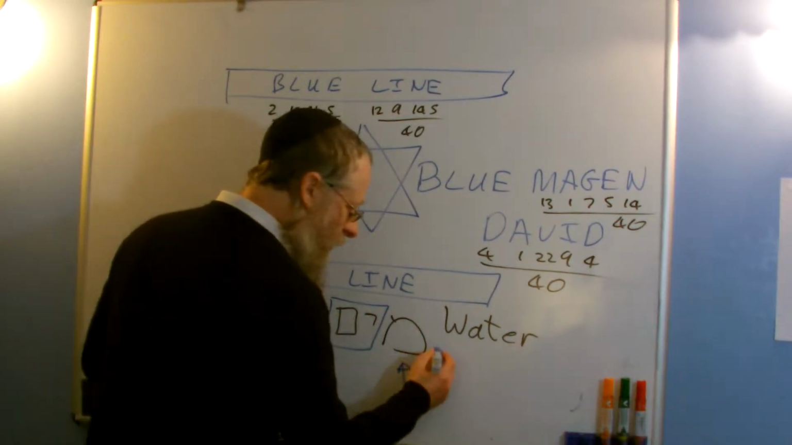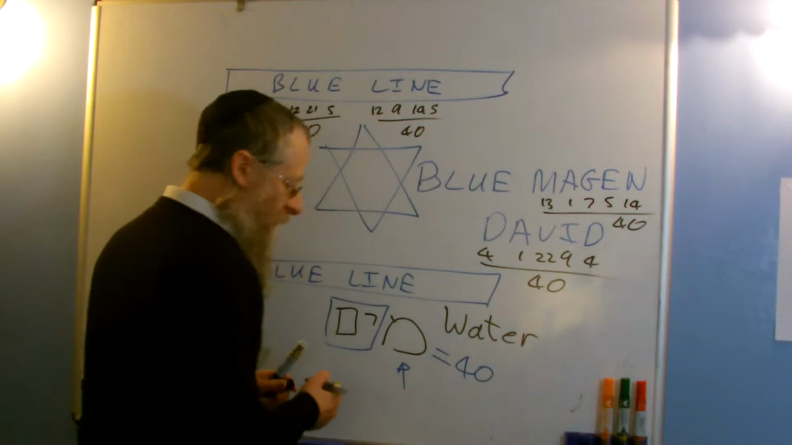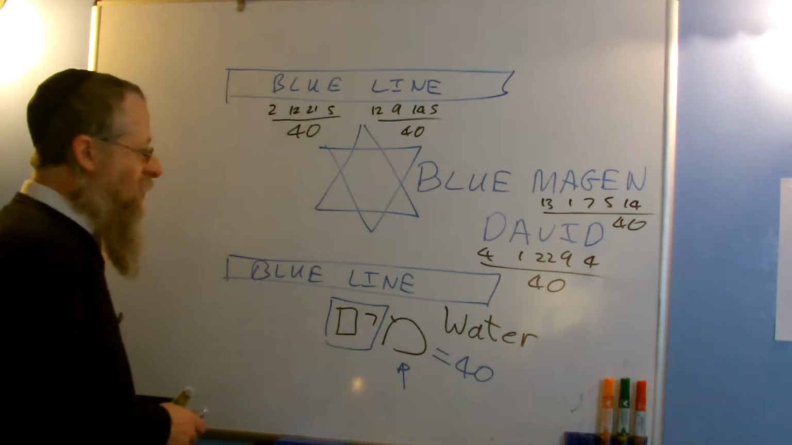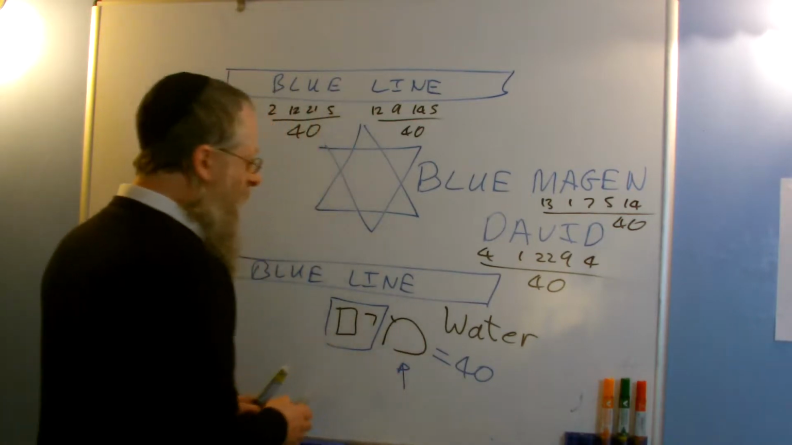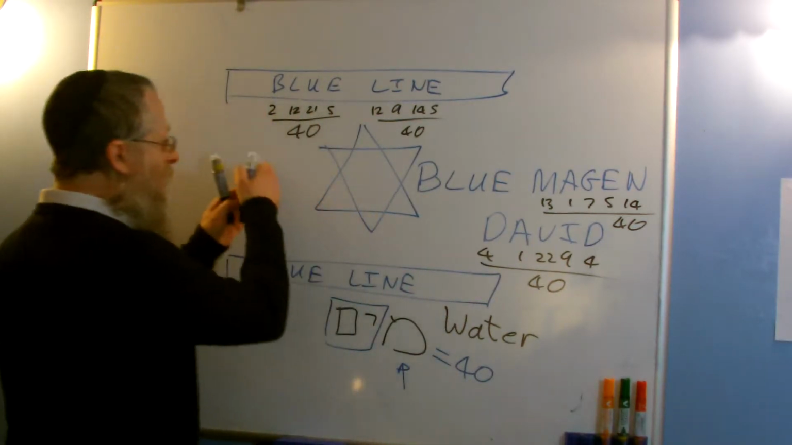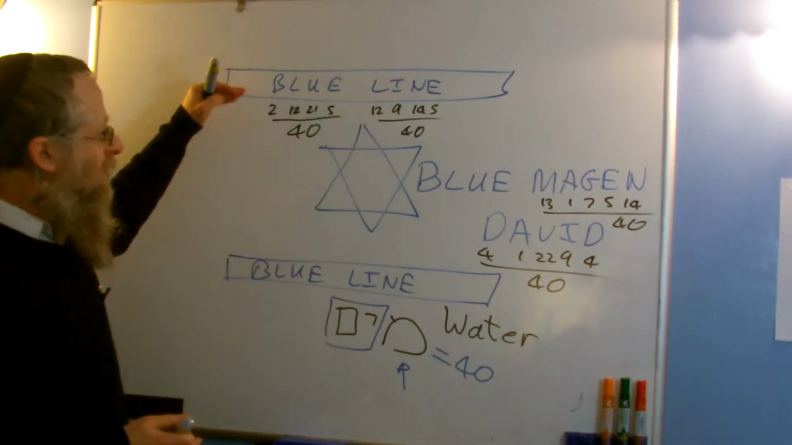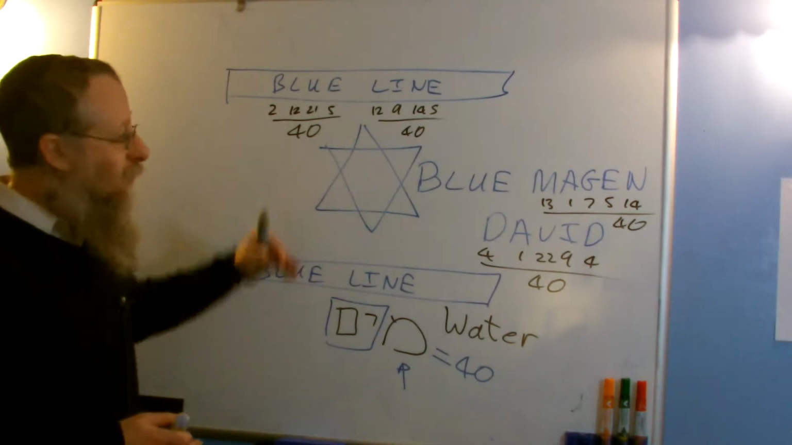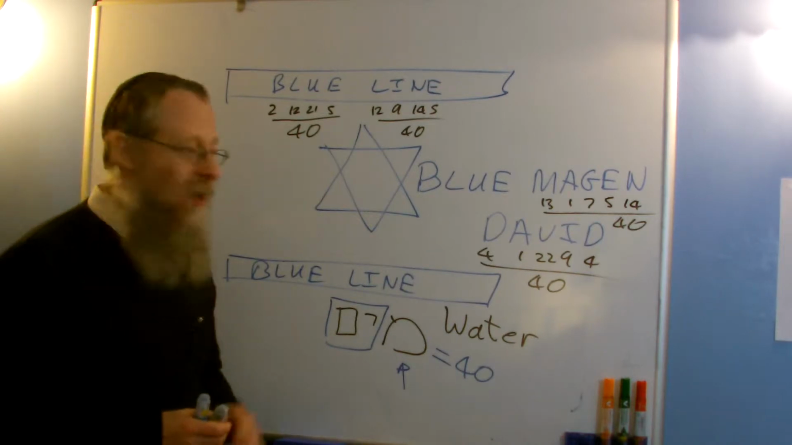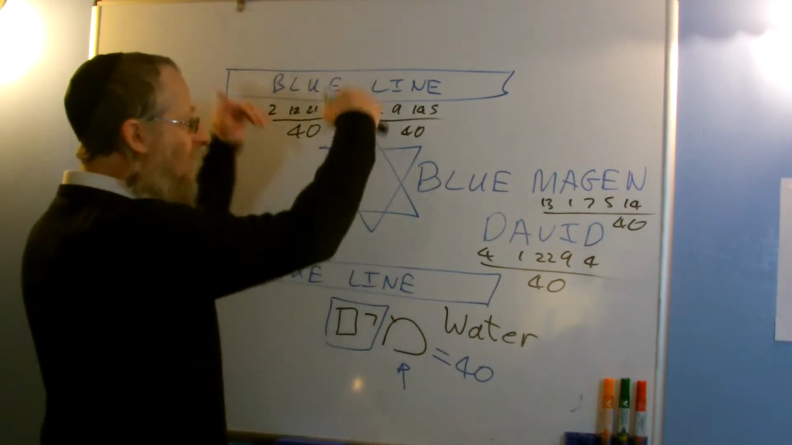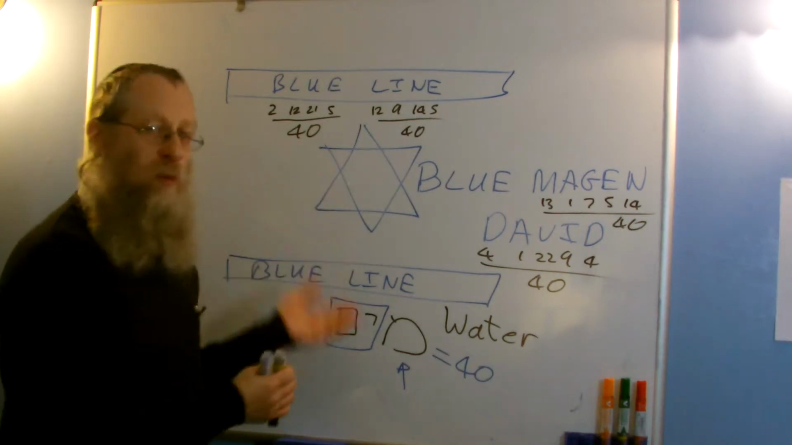And the Mem equals 40 in the normal value. So since the Mem represents water, and 40, this linked me to the whole idea of water connected with the lower waters, the upper waters, and what's the Magen David? Well, the Magen David would therefore represent the upflow of water as it evaporates and the downflow as it rains, like the water cycle.